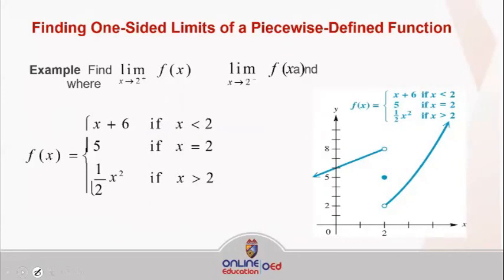Here we are to find the limit of f of x as x approaches 2, where f of x is x plus 6 if x is less than 2, 5 if x is 2, and 1 over x squared if x is greater than 2. Okay, this will be our last example.